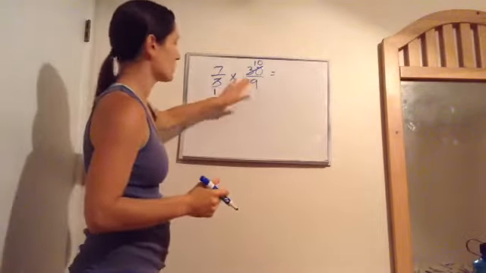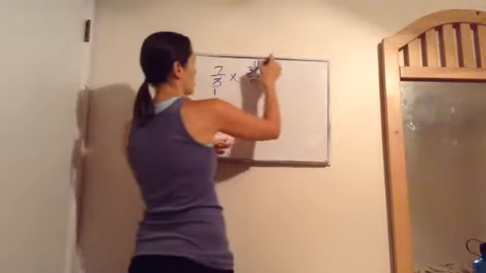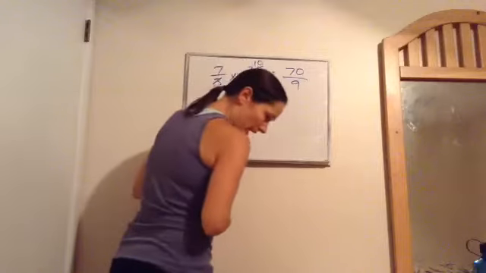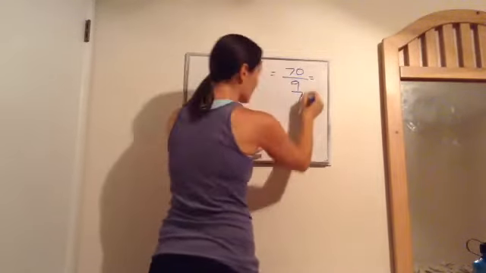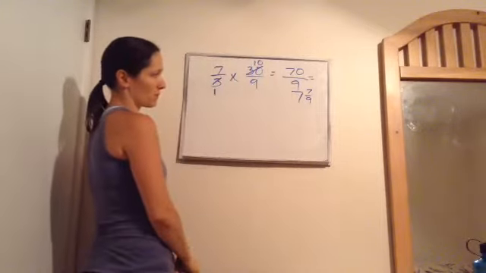And 7 and 9, you can't reduce those because a number won't go into both of those. So now I'm going to go 7 times 10 is 70, and 9 times 1 is 9. And then when I find the mixed number of that, it ends up being 7 and 7/9 once I make that into a mixed number. Feel like you're getting it?